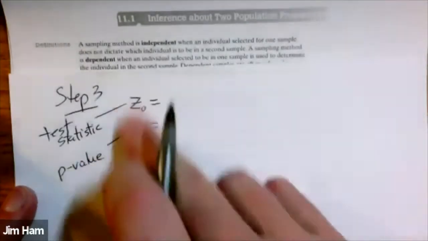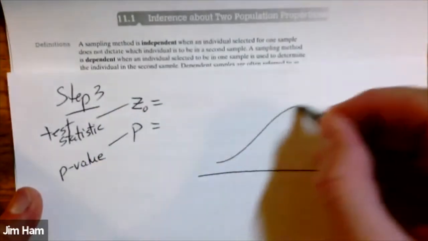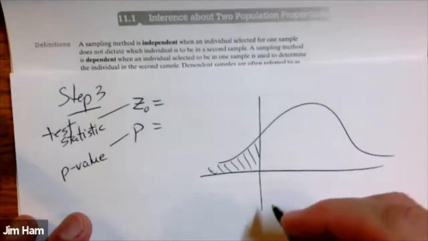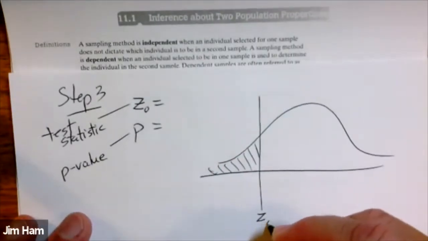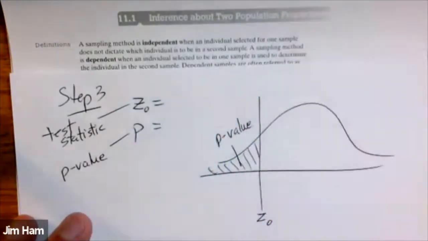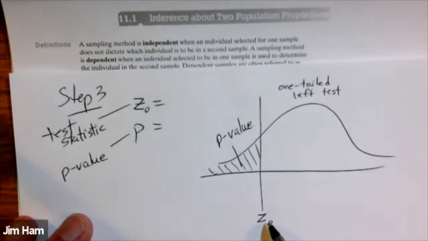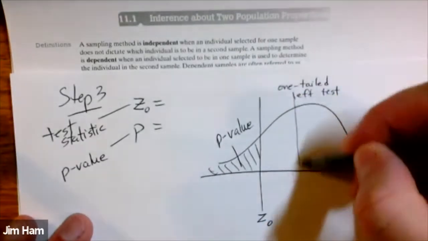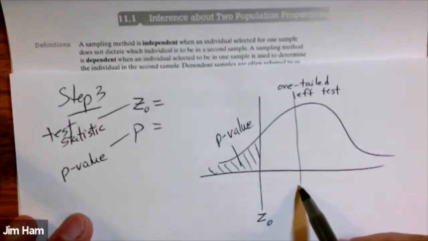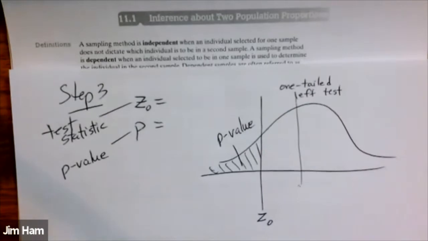So these two numbers are linked. If you wanted to draw them in a picture, if this is your z sub 0 value, this would be the p-value for a one-tailed left test. Now this test statistic can be in a lot of different places. If it happened to be here, then we would shade everything to the left of this value. There's a classical approach for this one.